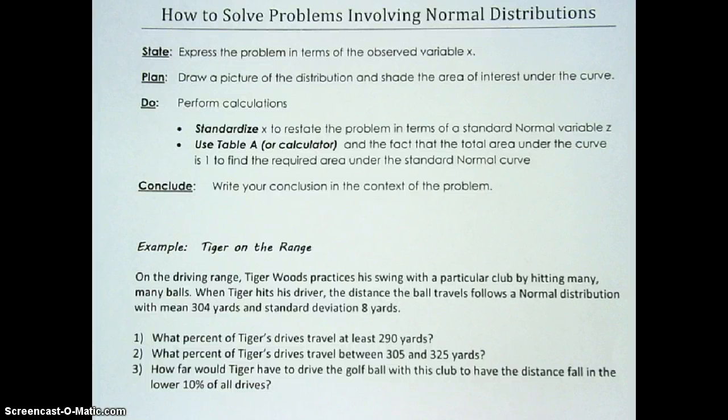Our example is one looking at Tiger Woods on the golf range. So on the driving range, Tiger Woods practices his swing with a particular club by hitting many balls. When Tiger hits his driver, the distance the ball travels follows a normal distribution with mean 304 yards and standard deviation 8 yards. Let's take a look at question 1. What percent of Tiger's drives travel at least 290 yards?